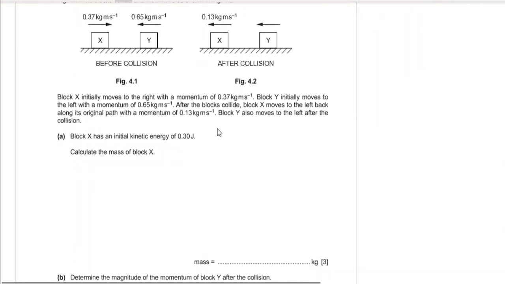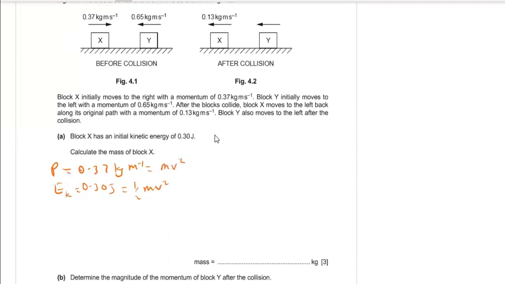Part A, block X has an initial kinetic energy of 0.30 joules. Calculate the mass of block X. Now, we have two things here. For X, we have been given the momentum of X, which is 0.37 kilograms meters per second, and we have its kinetic energy, which is 0.30 joules. Now, kinetic energy is given by a half mv squared. Momentum is given by mv.